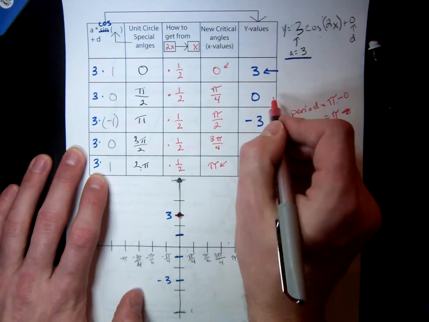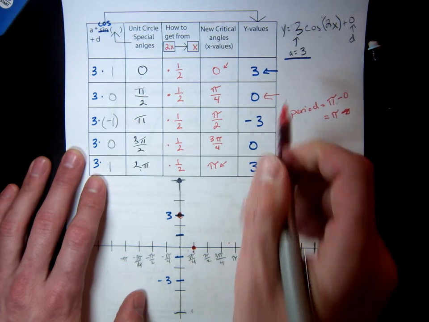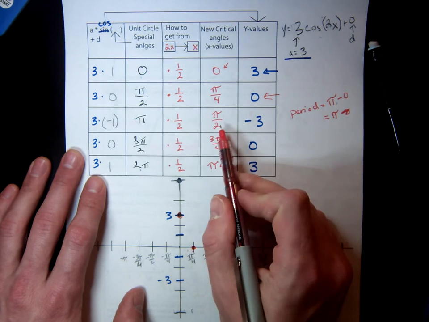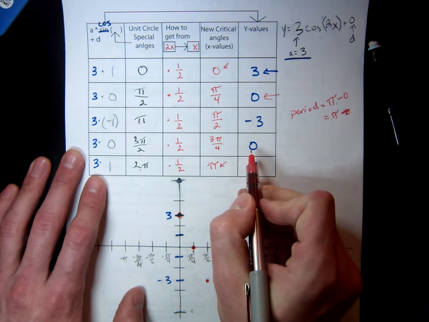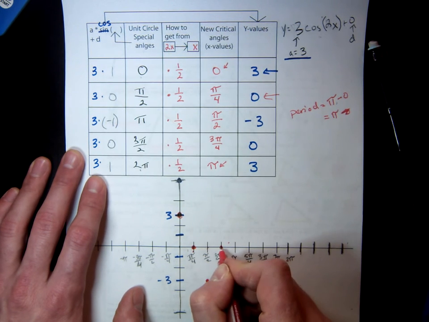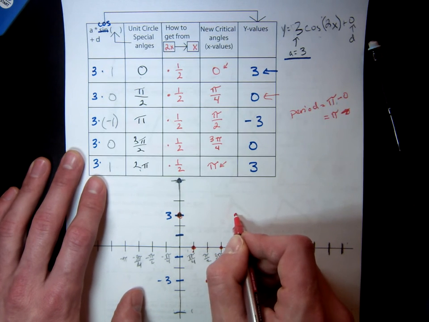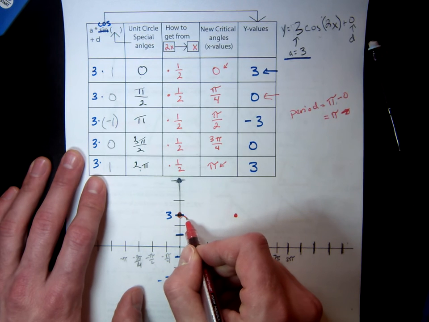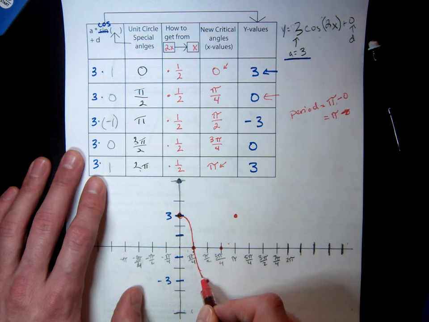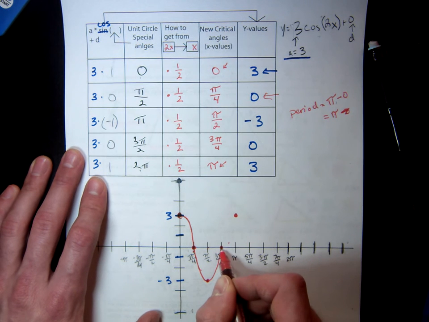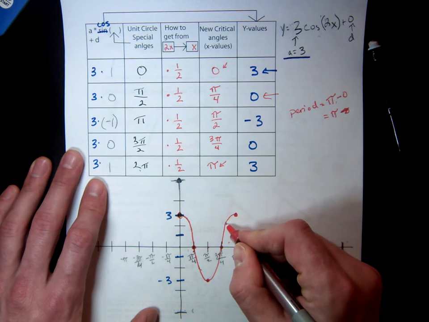Now our next point is right here at pi over 4, and we're down at 0. Then we go to pi over 2, and we're down at -3. Then we go to 3 pi over 4, and we're back at 0. Then we go to pi, and we're back at 3 again. Now we go ahead and draw our curve. Okay, and it should look something like that.